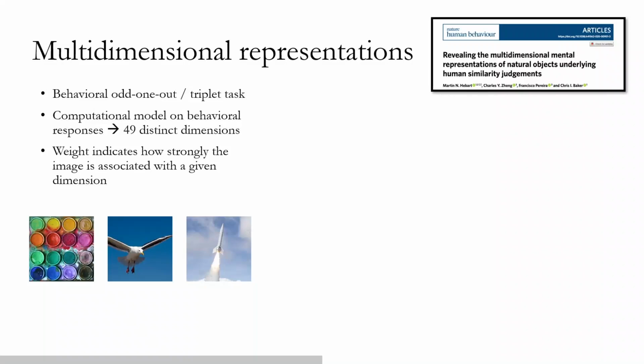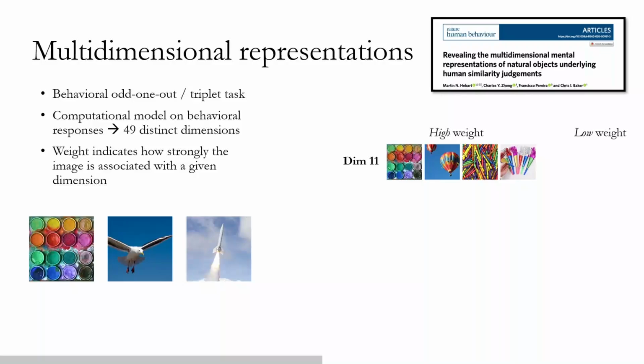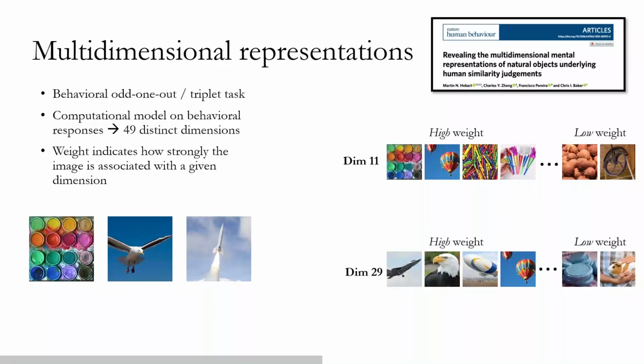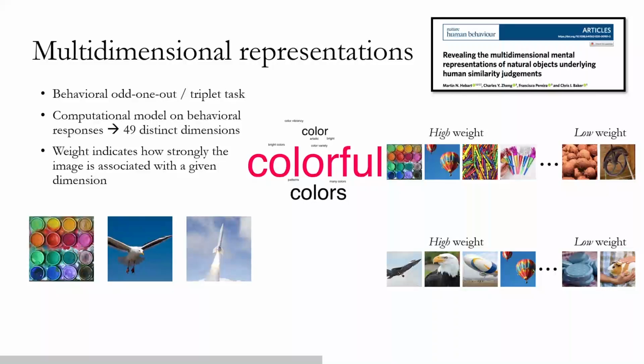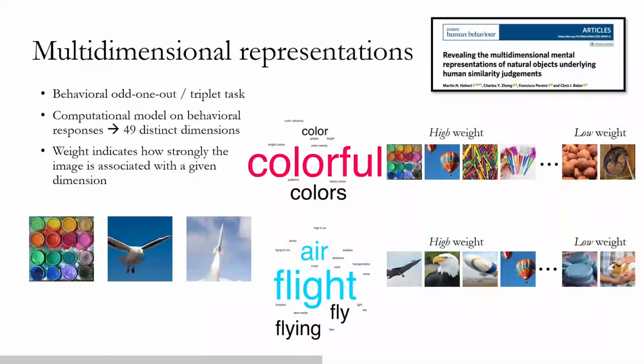The weight on each of these dimensions indicates how strongly an image is associated with a given dimension. Here I'm showing you an example, dimension 11, and on the left side are 4 example images that have a high weight on this dimension, whereas on the right side we have 2 of the low-scoring images. This is just 6 example images, but actually all of the 22,000 images have a score on this dimension. Here's another dimension, 29, which shows again the high-weight images on the left and the low-weight images on the right. If we ask an independent group of participants to label these sorted images, we find that for the top dimension, most people say it has something to do with colors and whether images are colorful, whereas for the bottom, people associate this with something flying-related. But we can also look at this the other way around.